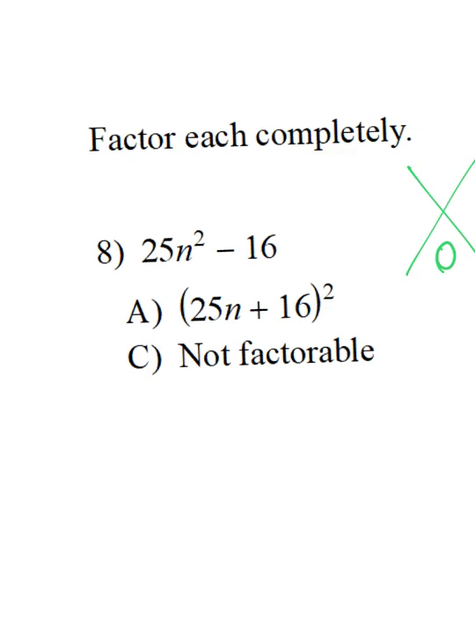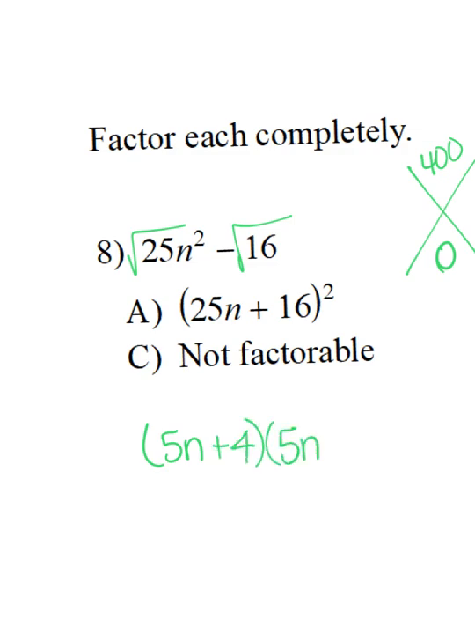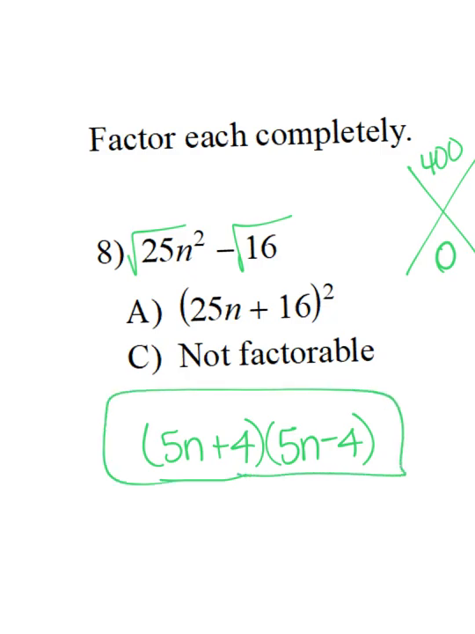Now, if you remember how to factor a difference of squares, you might just remember that it's the square root of each of these. And so the square root of 25n squared is 5n, and the square root of 16 is 4. And it's the sum and the difference of those same binomials. So 5n plus 4 times 5n minus 4. And then it asks us to factor completely, so we need to look at each factor. 5n plus 4 cannot be factored, and neither can 5n minus 4. And so that problem is done.